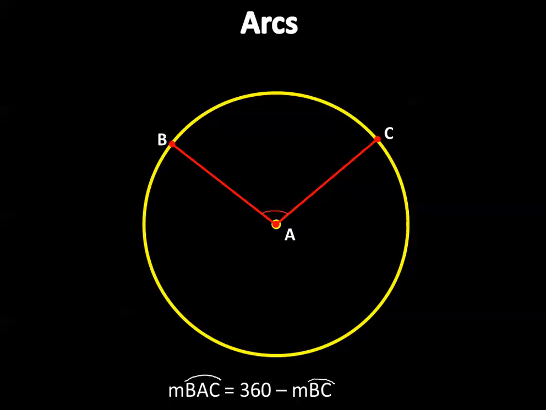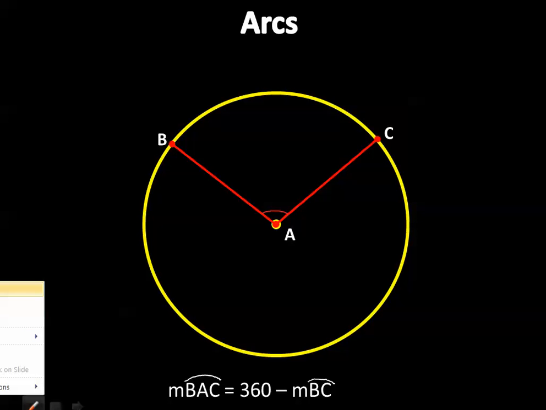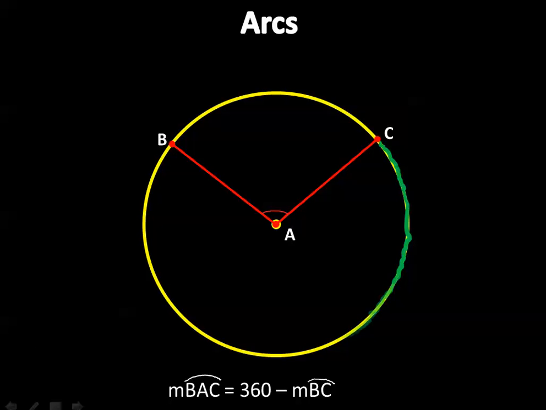The degree measure of a major arc is 360 degrees minus the degree measure of the minor arc's central angle. If you look down there at the bottom, it says the measure of the major arc BAC is going to equal 360 degrees minus the measure of the minor arc BC.